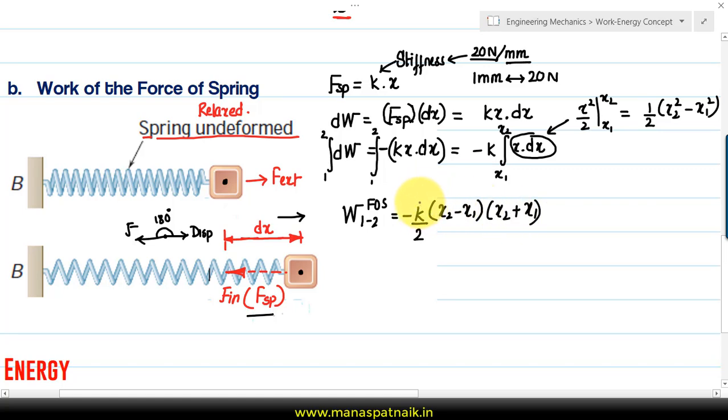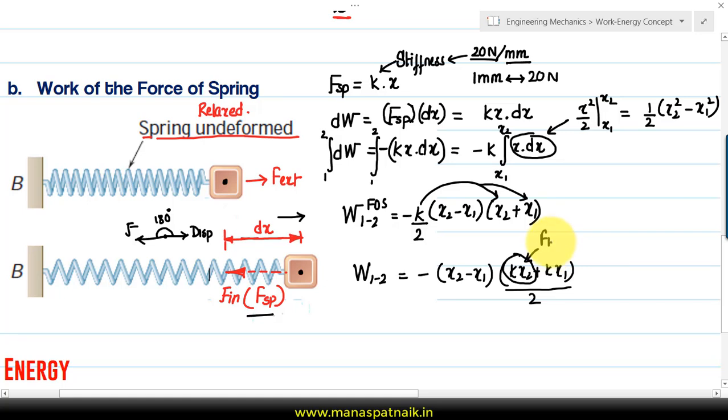What we can essentially do right now is shift this k over here and over here also. In that case, we can write this once again as work done from 1 to 2 is equal to negative of, let me write this, negative of x2 minus x1 and kx2 plus kx1, and this 2 has been transferred over here. Now guys, watch this carefully. This is nothing but force F2, and this is nothing but force F1. So you can clearly see F1 plus F2 divided by 2 is the average force. And this is the deformation or the displacement, whatever you can say.